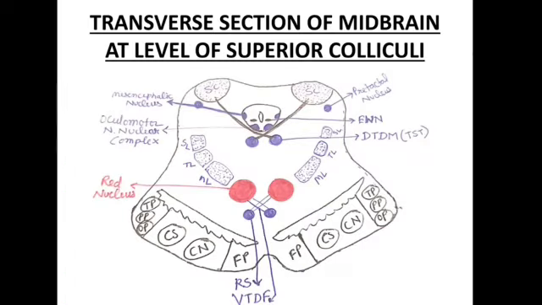So this is transverse section of midbrain at the level of superior colliculus. This is red nucleus. This is rubrospinal, medial lemniscus, trigeminal spinal, lateral lemniscus is absent. This is oculomotor nerve nuclear complex. This is mesencephalic nucleus. This is pretectal nucleus. This is Edinger-Westphal nucleus.